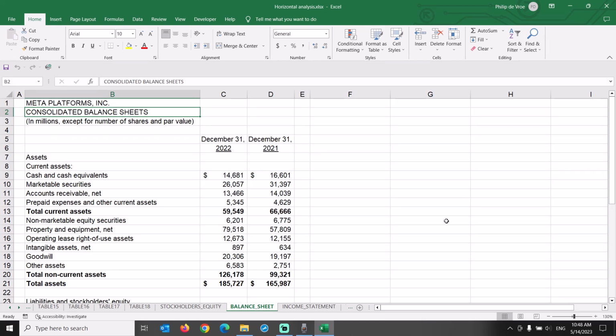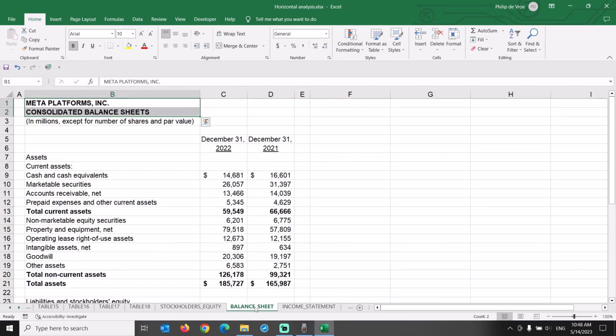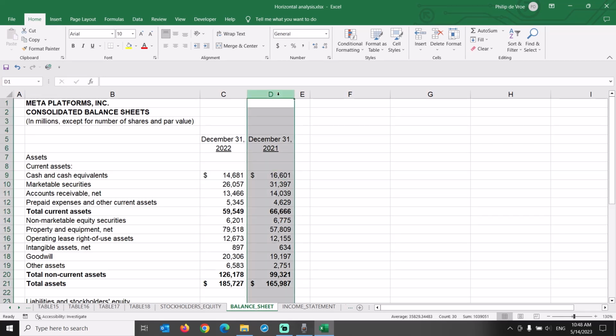Horizontal analysis of financial statements, a step-by-step introduction. Just like in the related video on vertical analysis, we are using an Excel file downloaded from the investor relations website of Meta Platforms/Facebook. Let's start with the horizontal analysis of the balance sheet. The way the balance sheet numbers are presented here is with the oldest year on the right and the latest year on the left.